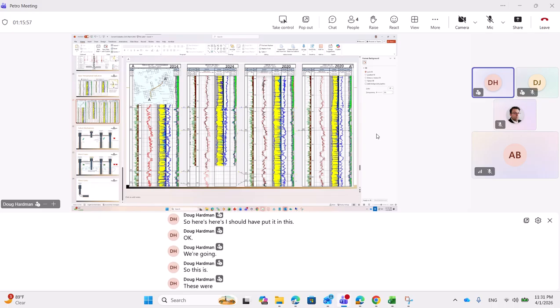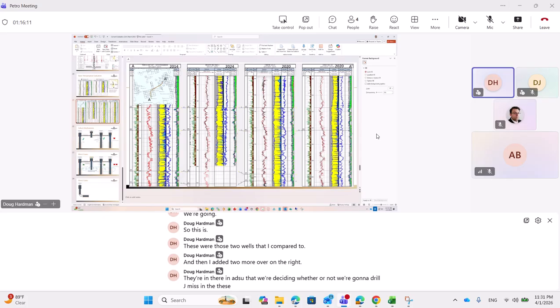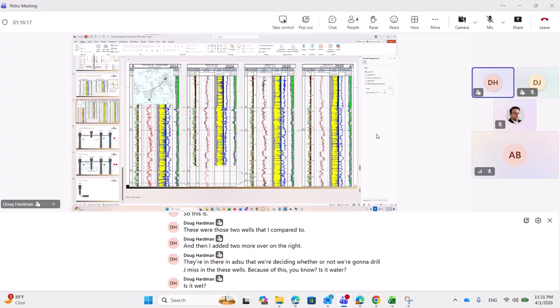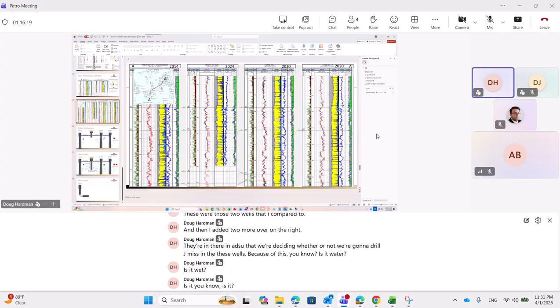So these were those two wells that I compared to, and then I added two more over on the right. They're in a DSU where we're deciding whether or not we're going to drill JMs in these wells because of this. Is it water? Is it wet? Has it been dump flooded?